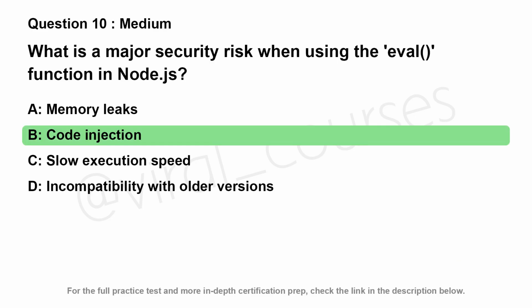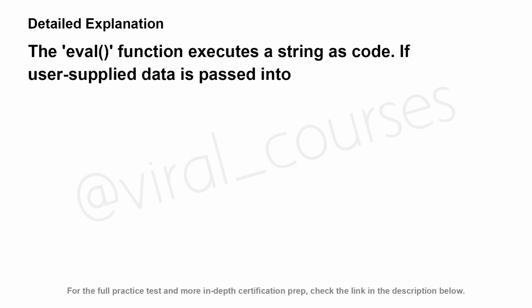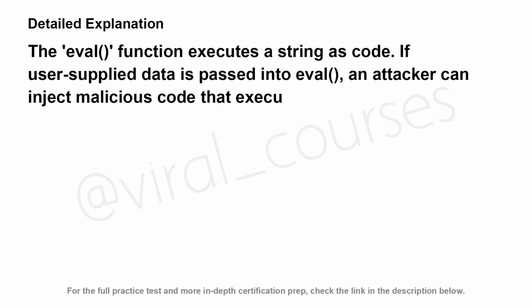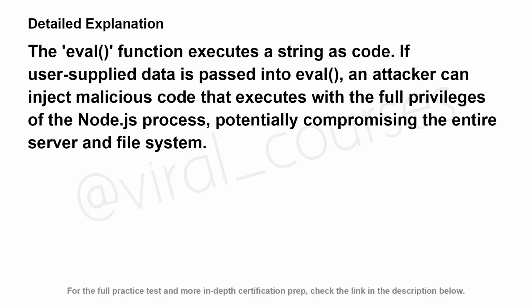The correct answer is B. The eval function executes a string as code. If user-supplied data is passed into eval, an attacker can inject malicious code that executes with the full privileges of the Node.js process, potentially compromising the entire server and file system.